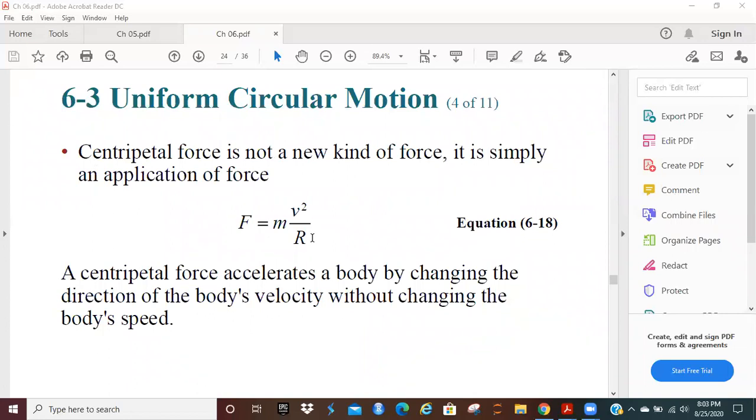And centripetal force is not really a new kind of force. It's just simply an application of the force in a circle. So force is equal to mass times acceleration, but we have discovered that centripetal acceleration is the same as the velocity squared divided by r. So a centripetal force accelerates the body by changing the direction of the body's velocity without changing its speed. In other words, that velocity is going to change as you're moving around in the circle, and this acceleration helps change that velocity.